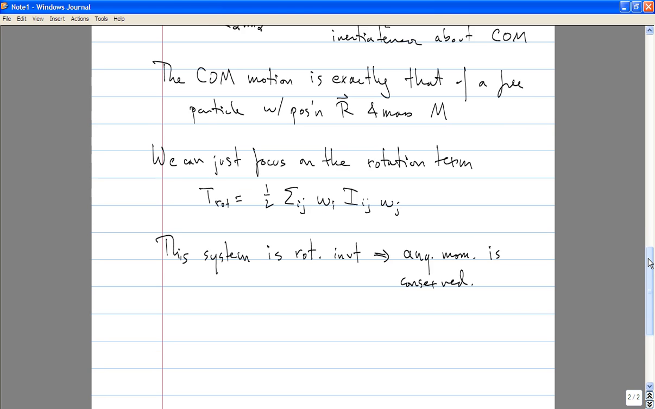Just a quick question. Yes. So you said you want to focus on the rotational term. Why only on the rotational term? Because we've already solved for the center of mass motion. The center of mass motion is just that of a free particle. So it moves on a straight line.